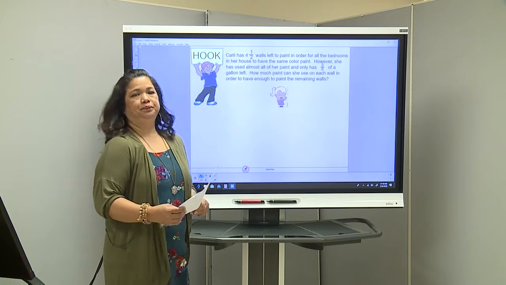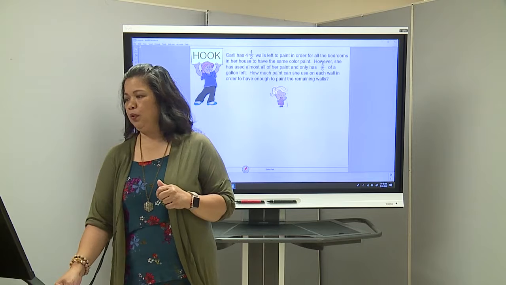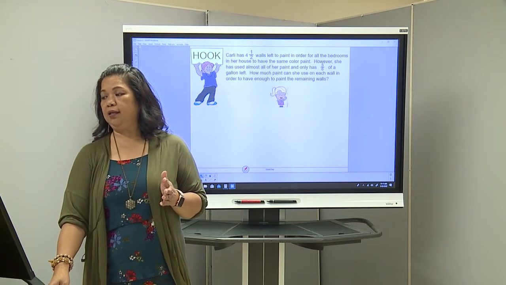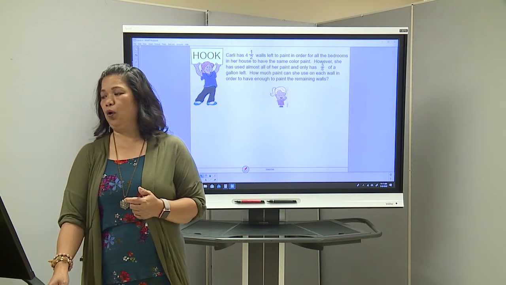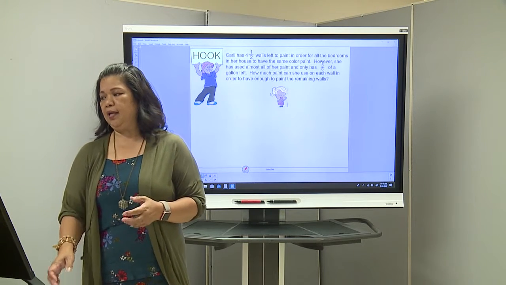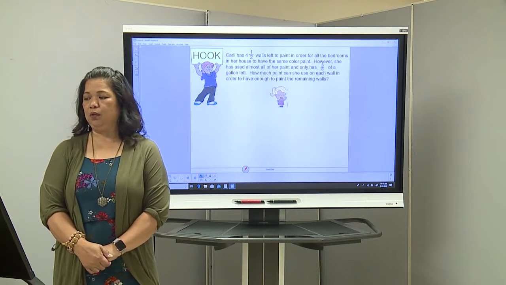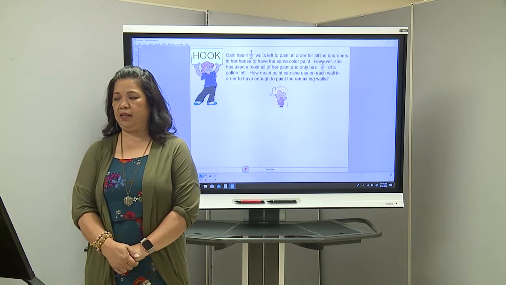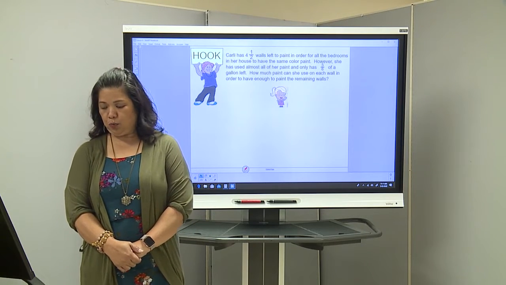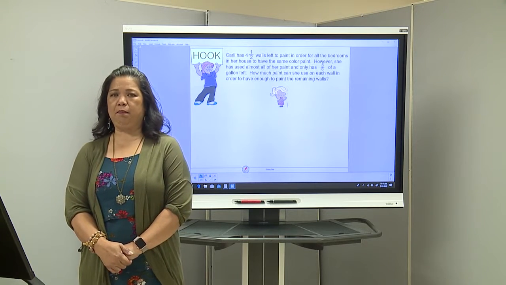a word problem. Okay, so read the word problem along with me. Carly has 4.5 walls left to paint in order for all the bedrooms in her house to have the same color paint. However, she has used almost all of her paint and only has 5/6 of a gallon left. How much paint can she use on each wall in order to have enough to paint the remaining walls?